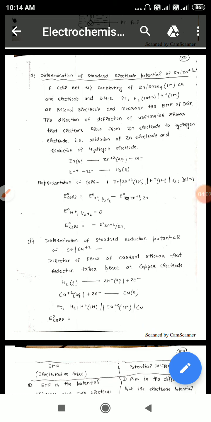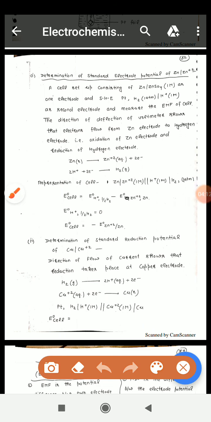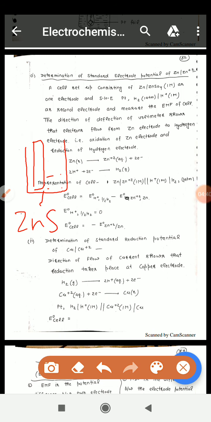So how can we measure the electrode potential? Determination of the standard electrode potential of the zinc electrode. If we use the zinc electrode, zinc is the more reactive metal. Since it is the more reactive metal, zinc undergoes oxidation and acts as the anode. The anode compartment, the anode beaker, is represented on the left-hand side. So we take the zinc electrode and dip it in the zinc sulfate solution.